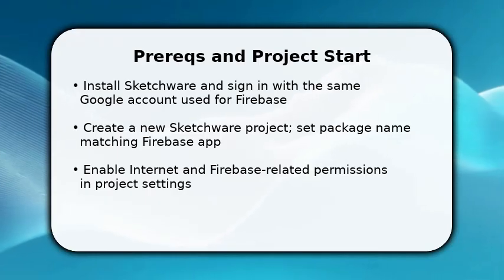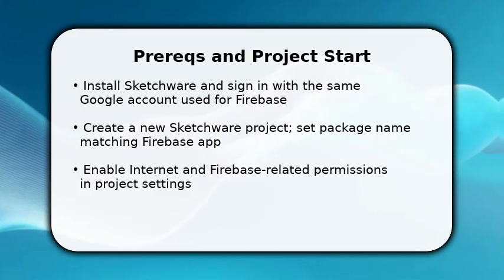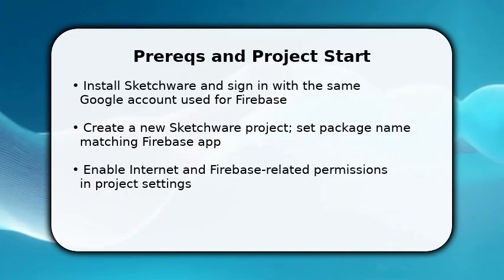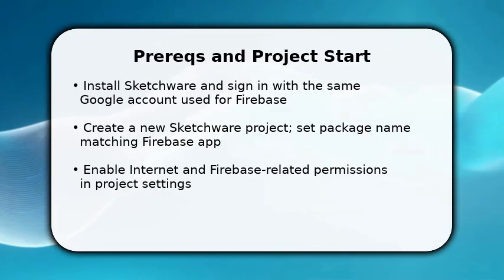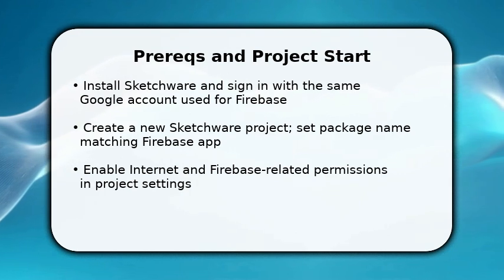You start by confirming the essentials: Sketchware installed, Google account ready, and a new project created with a clear package name. Open the Firebase console and add an Android app using that same package name so credentials match. Once done, download the Google services JSON file and place it into Sketchware's project files folder. Make sure to enable internet permission in app settings so Firebase can communicate. This prevents common connection failures later.